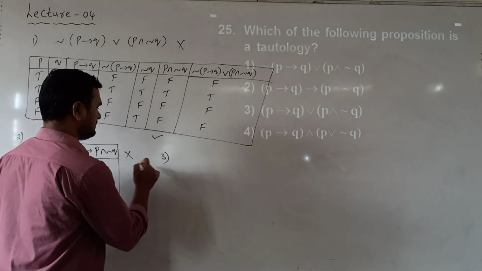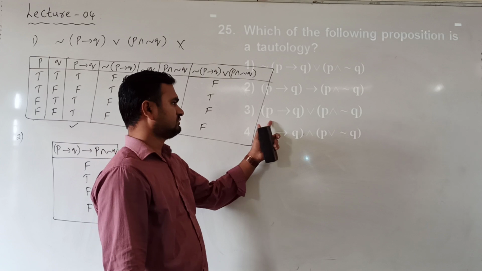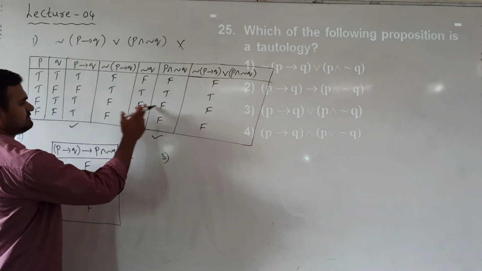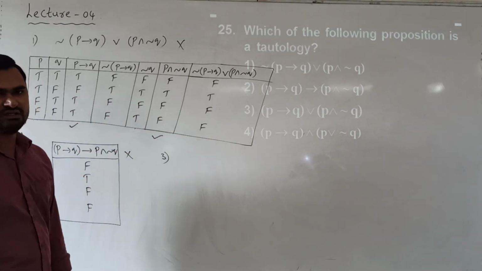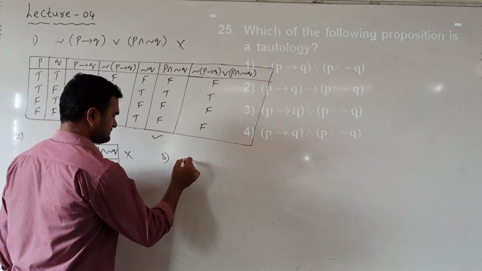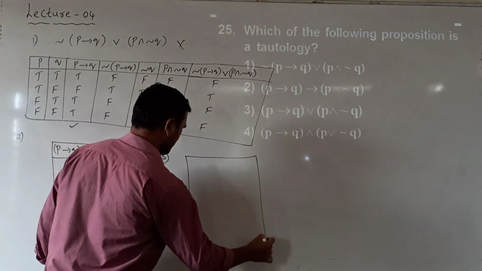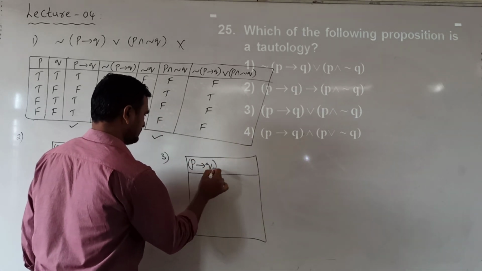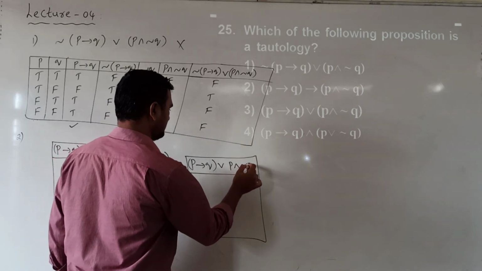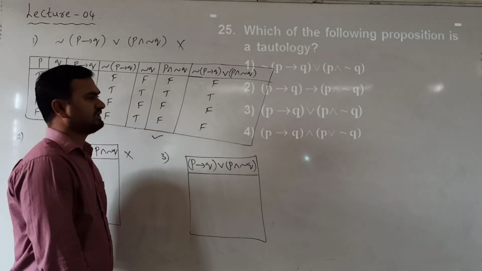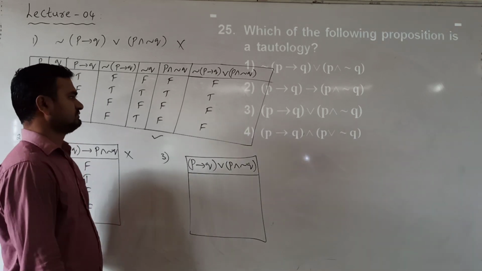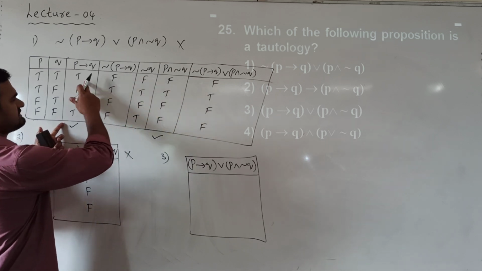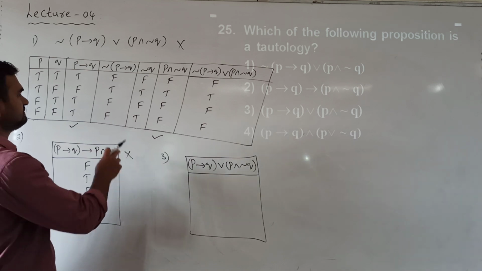Now third option, P implies Q or P and negation Q. Now again we have these two same columns. For these two, now we are taking the OR operation. So let's take OR operation for the two: P implies Q or P and negation Q. OR operation, at least one is true, then OR is true. That is what we know.